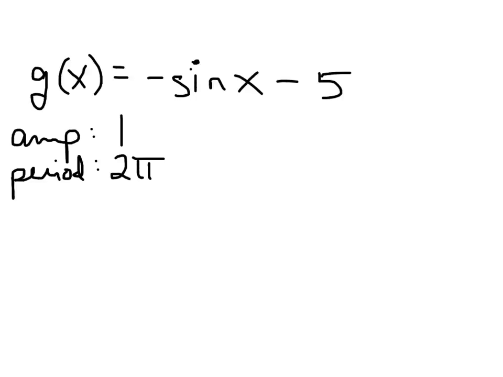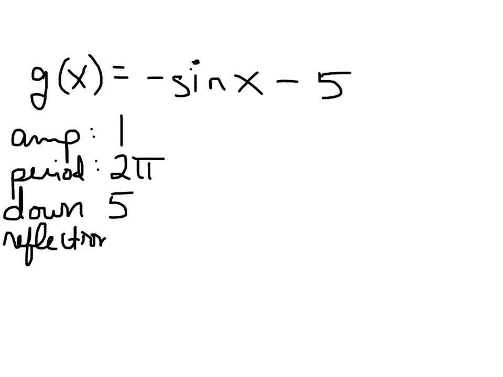Now, transformation-wise, are there any transformations that happened? Down 5. Why was it down 5? Because we have a negative 5 on the outside. There's no grouping symbol, right? Now the negative. We also have a reflection. X-axis.